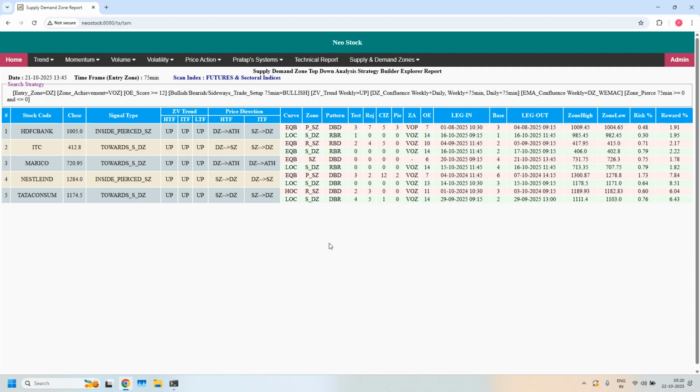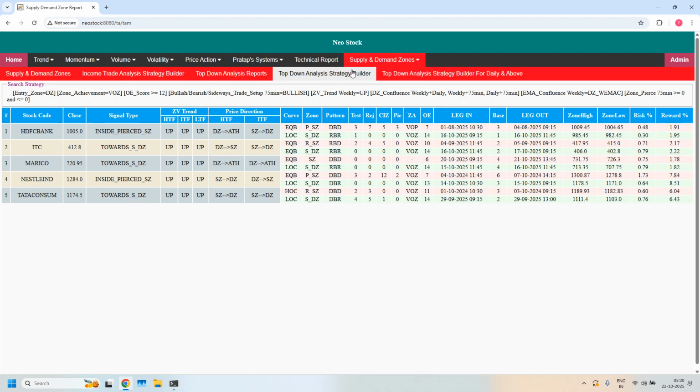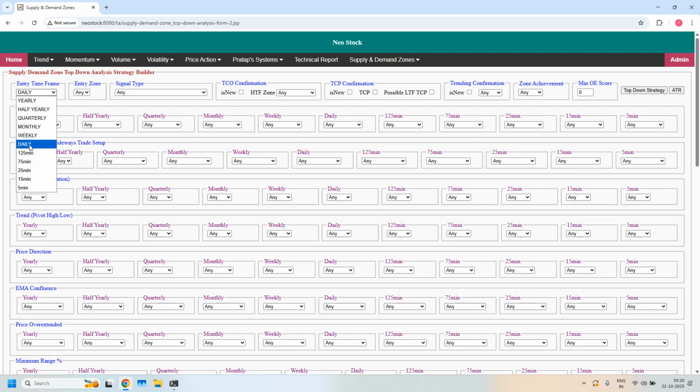Okay, so this is a bullish trade setup for weekly income trade. Next I am generating bearish trade setup weekly income trade. Entry time frame 75 minutes, entry zone supply zone, bullish or bearish at 75 minutes.